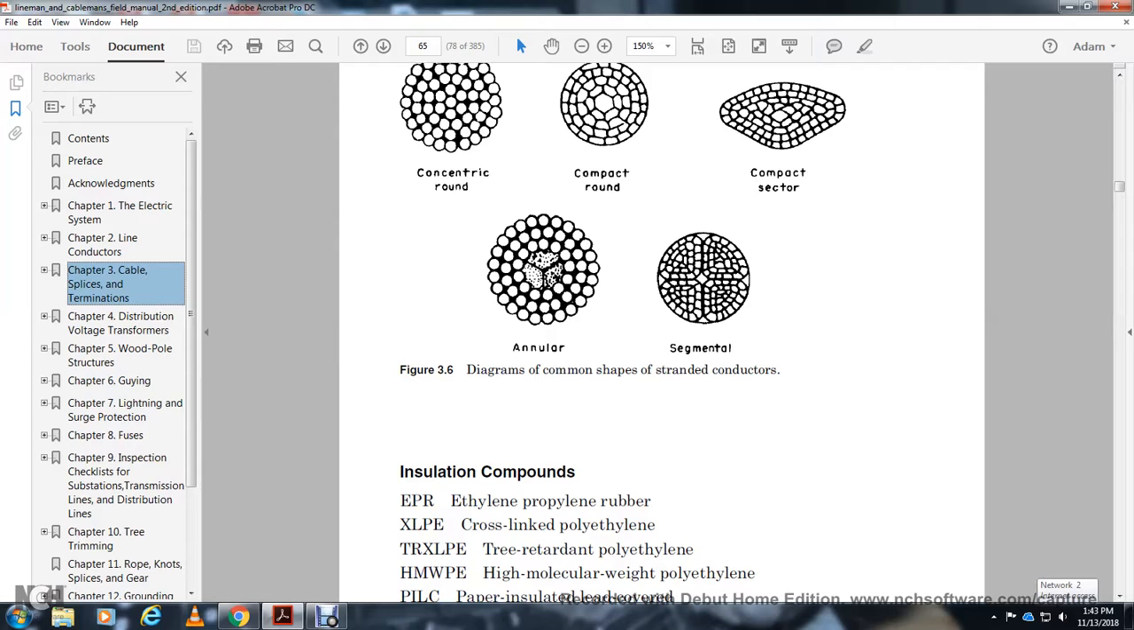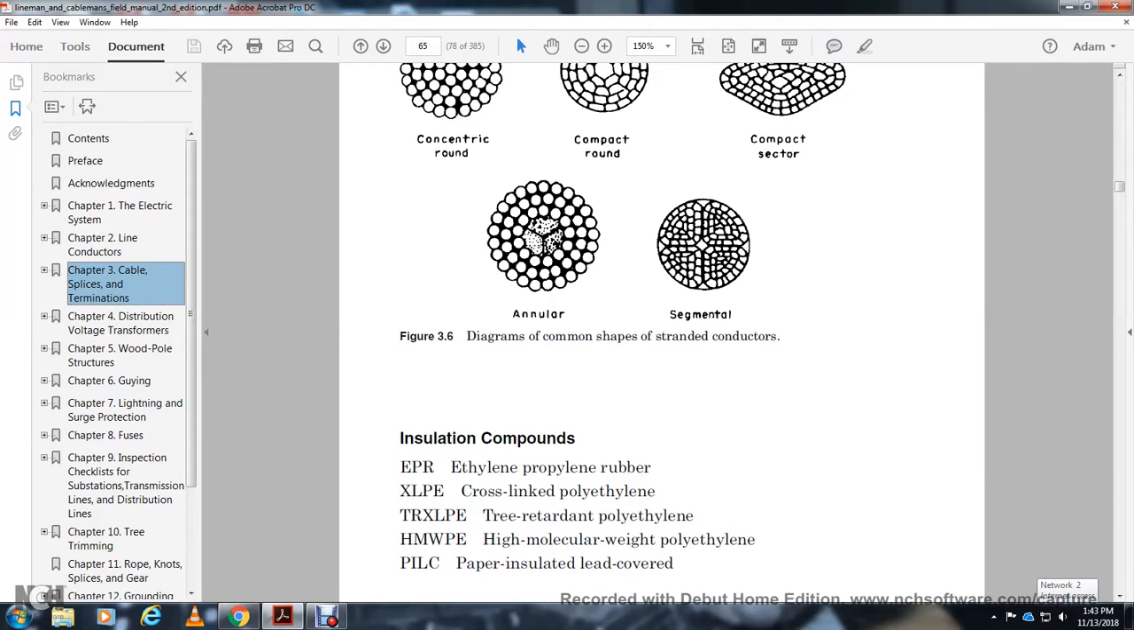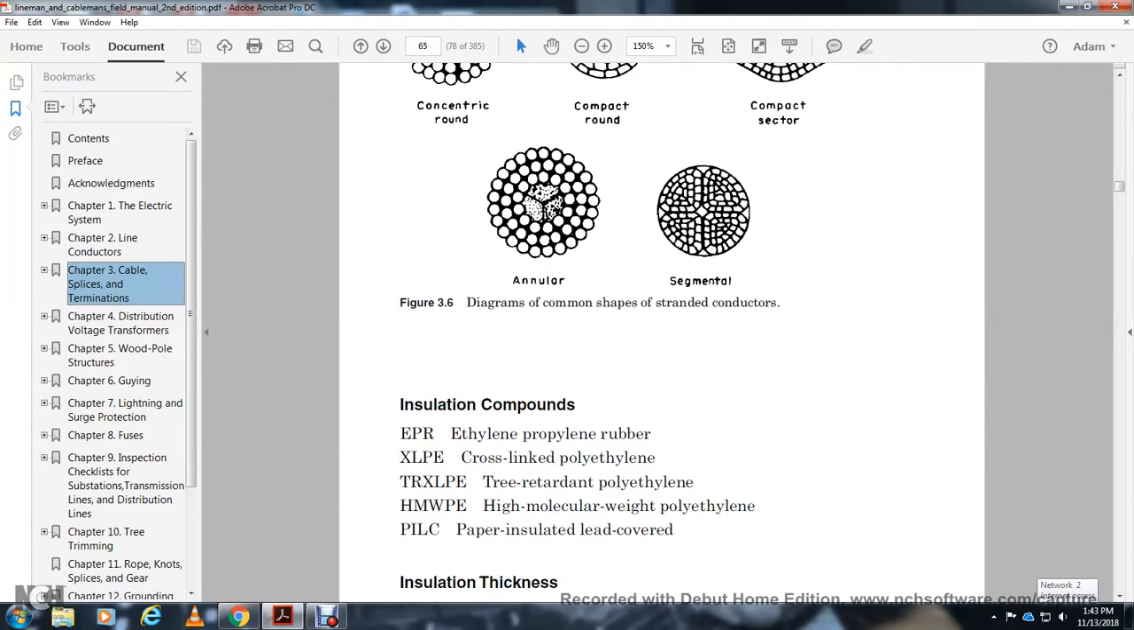Insulation compounds: EPR, which stands for ethylene propylene rubber. XLPE is cross-linked polyethylene. TRXLPE is tree retardant cross-linked polyethylene. HMWPE is high molecular weight polyethylene. PILC is paper insulated lead covered.